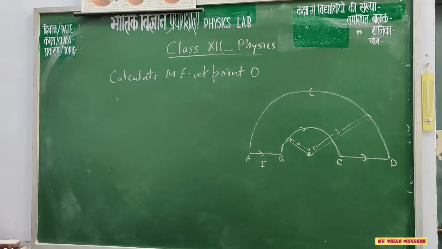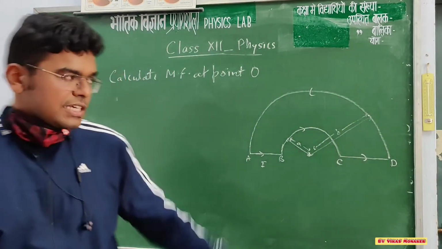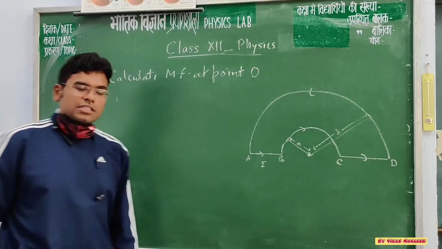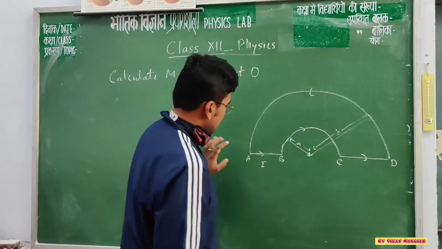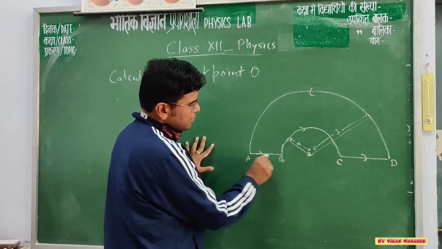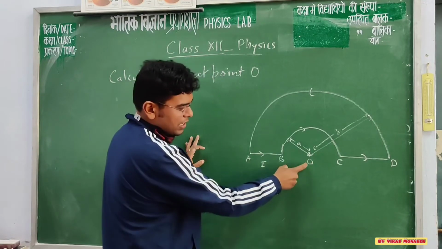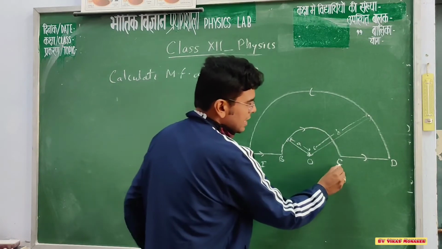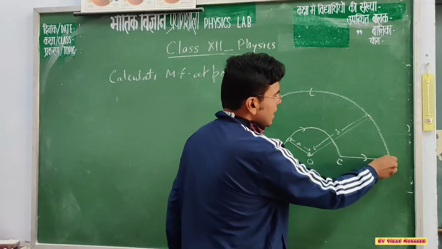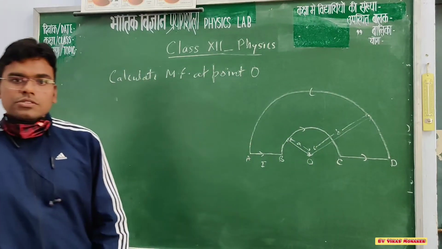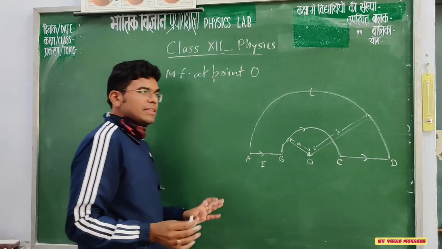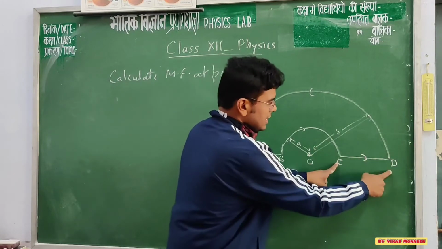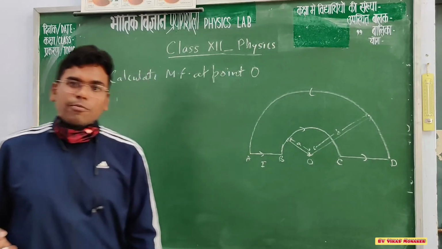Now students, another problem. Calculate the magnetic field at point O, and the shape is given like this. You can see there are two semicircles through which the current is flowing. If we start from point A, then current is flowing from A to B, and we have to calculate the magnetic field at this point O. Then current flows from B to C, a semicircle, then from C to D, a straight wire, and then from D to A. So, as per the formula, there will be four magnetic fields: due to AB, BC, CD, and finally DA.